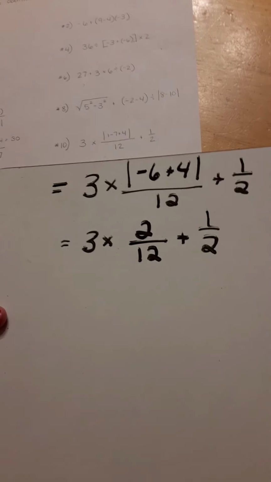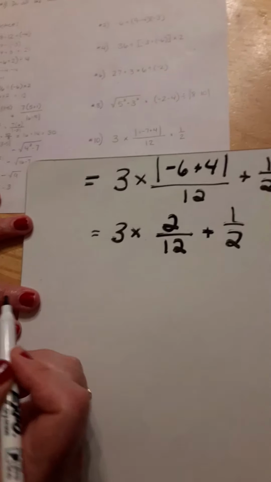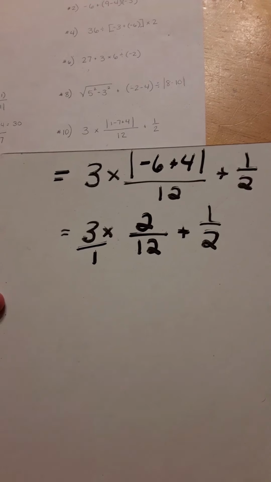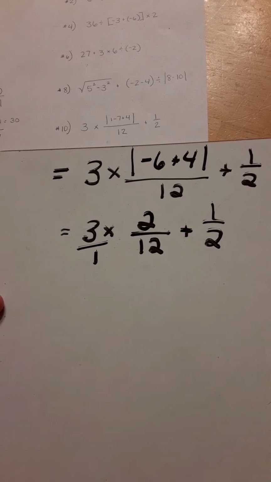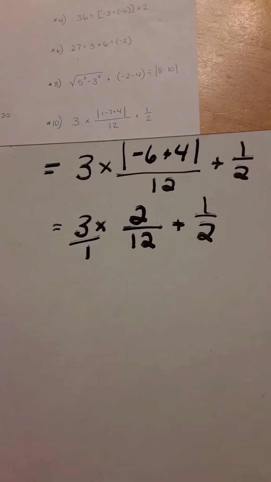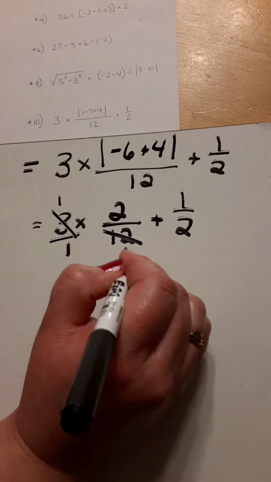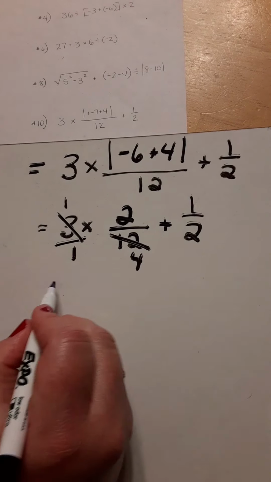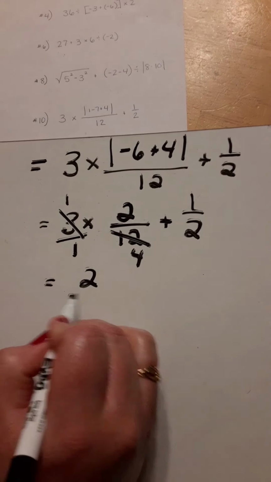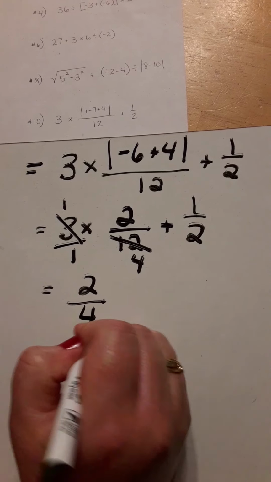Okay, so what comes next? What comes next is our multiplication. Now, we're going to go ahead and put a 1 underneath this whole number 3 to help us. Now, before we do our multiplication, let's simplify things to make it easier on us. So 3 goes into 12 4 times. So to multiply this, I go 1 times 2 and I get 2. 1 times 4 is 4.